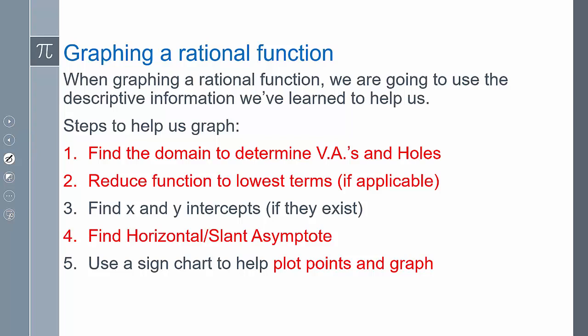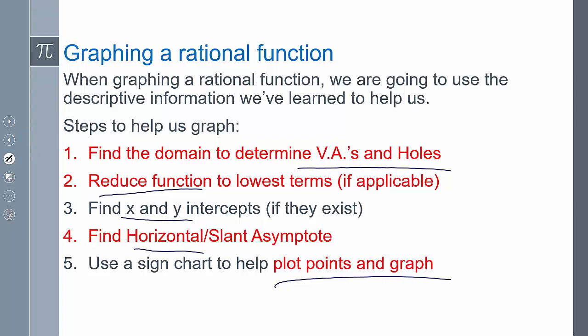The first is determining the vertical asymptotes and holes. So we look at the domain. Then we want to reduce the function to its lowest terms. It's a good idea to find x and y intercepts. We need to find our horizontal asymptotes. And then plot points and graph.